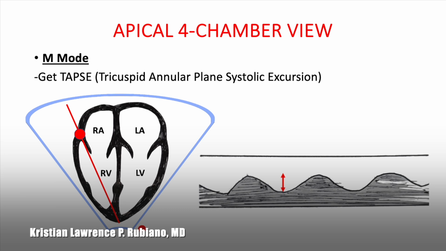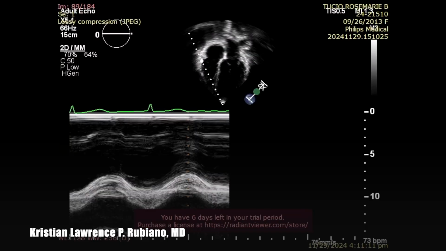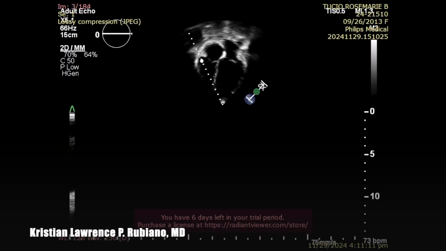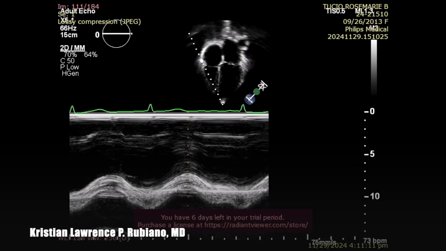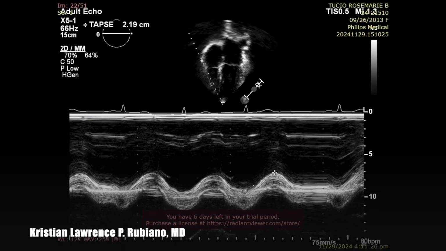To get the TAPSE, locate the lateral tricuspid valve annulus, ensuring you can see the movement of the annulus towards the apex during systole, then do M mode. Measure the distance the tricuspid annulus moves from the end diastolic position to the end systolic position on the M mode trace. It reflects the amount of upward motion indicating RV systolic function.